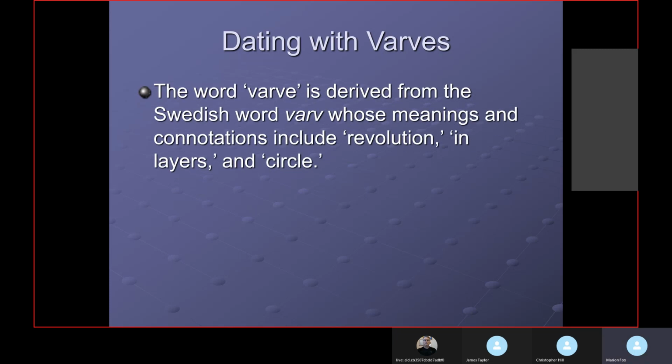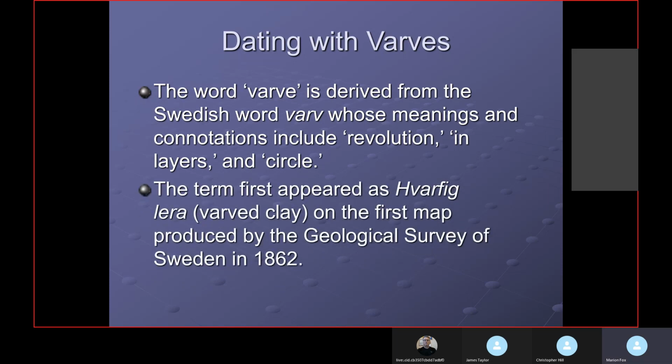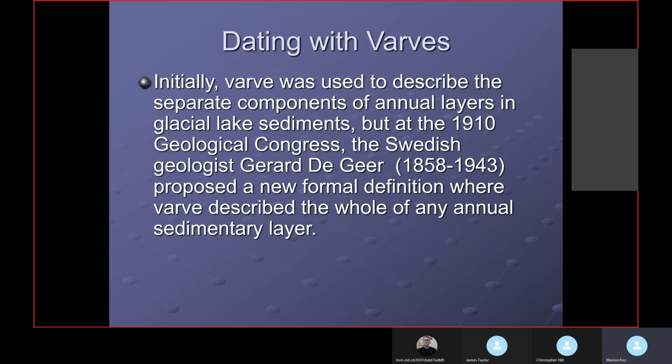They come to varves, dating with varves. A varve is derived from the Swedish word varv, whose meaning and connotation include revolution in layers, or a circle. The term first appeared, varved clay, on the first map produced by the Geologic Survey of Sweden in 1862. So that's where it appeared, in 1862. Initially, varve was used to describe the separate components of annual layers of glacial lake sediments. But in the 1910s, at the Geologic Congress, the Swedish geologist Gerard de Geer, who died in 1943, proposed a new formal definition whereby varve described the whole of any annual sedimentary layer.